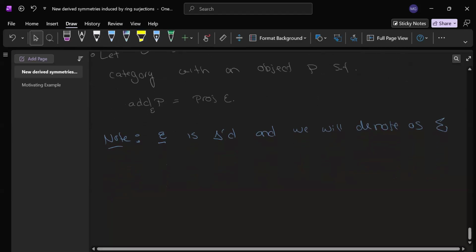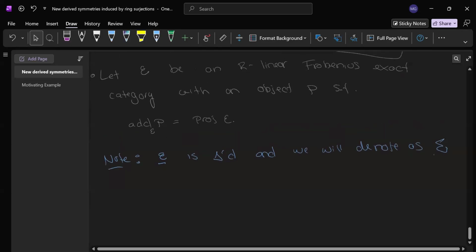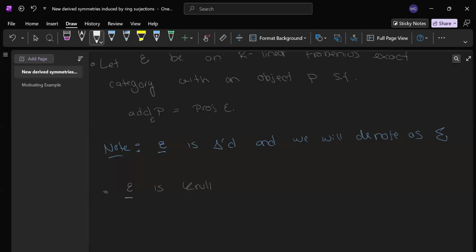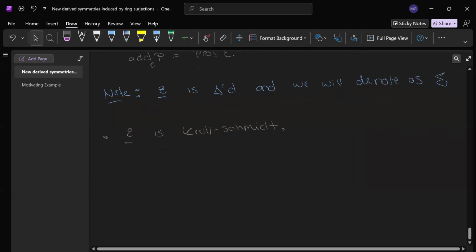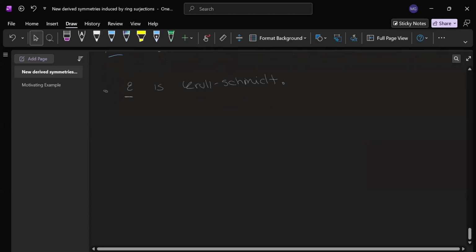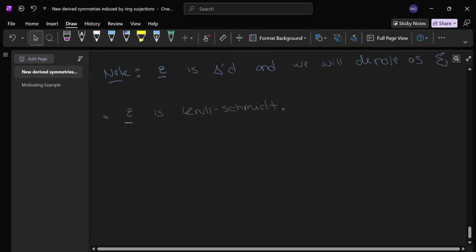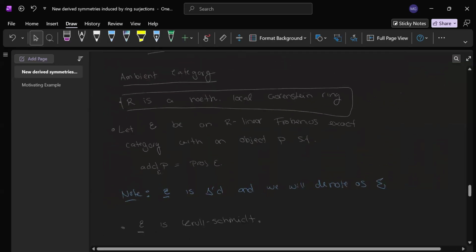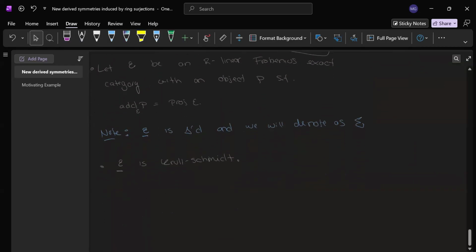So yeah, we have this category E, and the last assumption that we place on it is that the stable category is Krull-Schmidt, which means that I want all of the objects in E to admit a decomposition as finite direct sums of indecomposable objects. Okay, so these are the assumptions we place on our category, and our setup is the following.